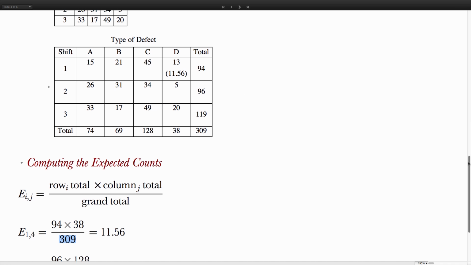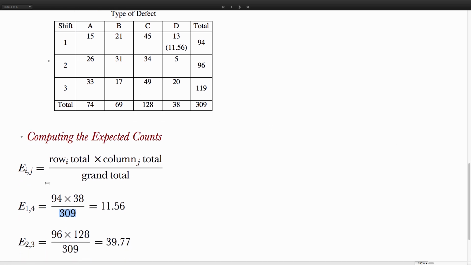Let's do another calculation. So E23, in other words, the expected count in position 2, 3. In other words, in the 2nd row, 3rd column, the observed count is 34. So to get the expected count, we're going to look at the row total, which is 96, and that's right here, multiplied by the column total. The column total there would be 128 divided by 309, which is the grand total. That comes out to 39.77, and we're going to put that in the table as well. So we're going to take the convention that the counts without parentheses are observed counts, and the counts with parentheses down here are the expected counts. Okay.